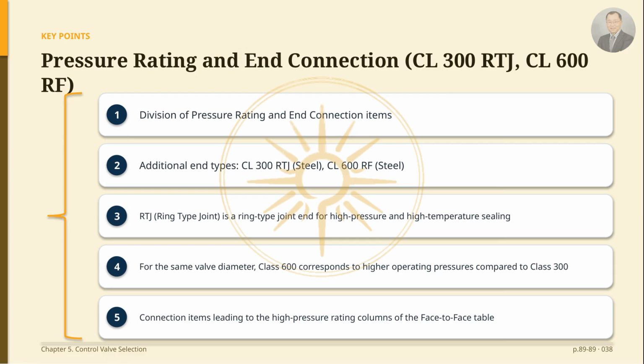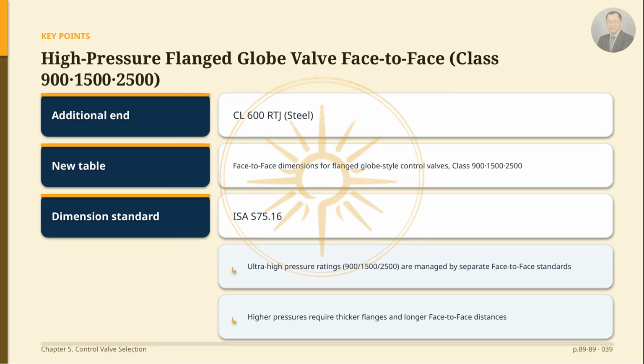Even for the same valve bore, as you move from Class 300 to Class 600, the valve is designed to handle higher operating pressures, and accordingly, the flange thickness and face-to-face distance also increase. These items are the parts that continue into the columns corresponding to high-pressure ratings in the face-to-face table we saw earlier. Continuing on, I will introduce the face-to-face dimensions for higher pressure ratings.